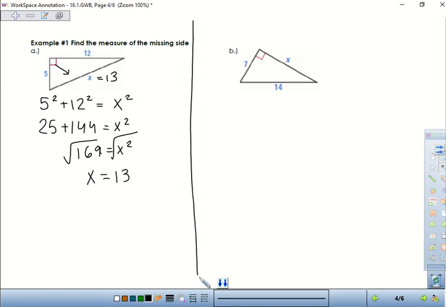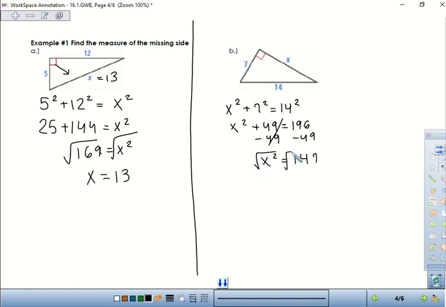Next one. We're no longer solving for the hypotenuse. We're solving for one of the legs. So x squared plus 7 squared equals 14 squared. That's x squared plus 49 equals 196. We subtract 49 on both sides. That gives us x squared equals 147.